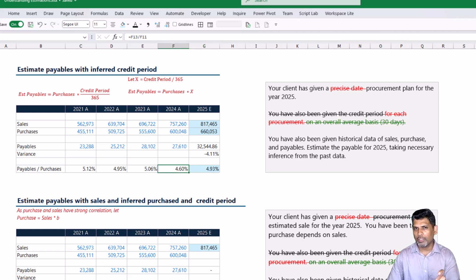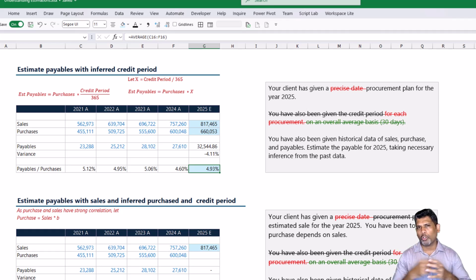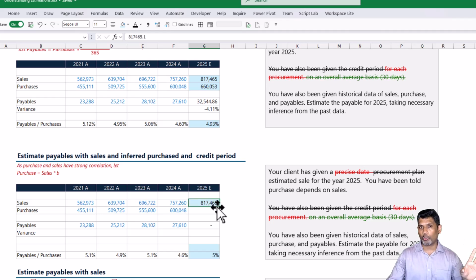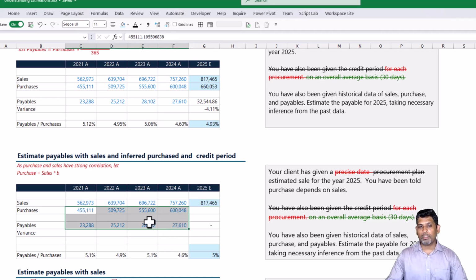And what we are doing here, as I said, is moving towards a statistical approach to arrive at this particular coefficient. But why would somebody want to take payables as a percentage of sales? Let me illustrate that to you with the next two examples. In the next example, I have not even been given purchases. I have been given sales data for 2025. I have been given purchases and payables data along with sales data for the last few years.